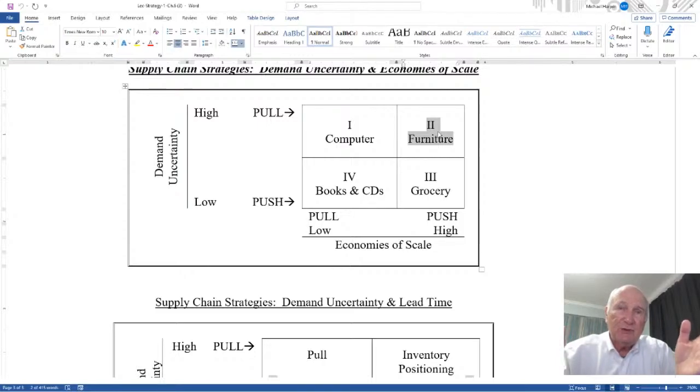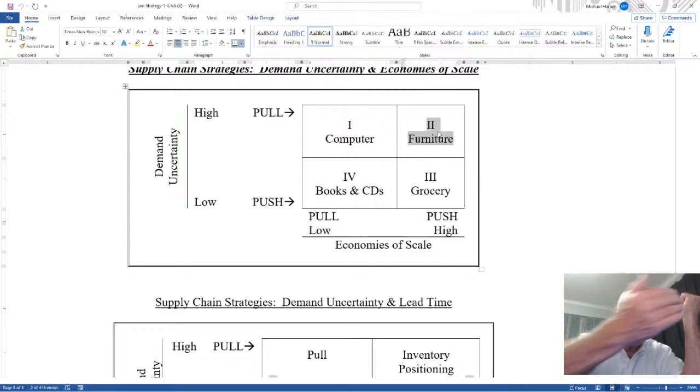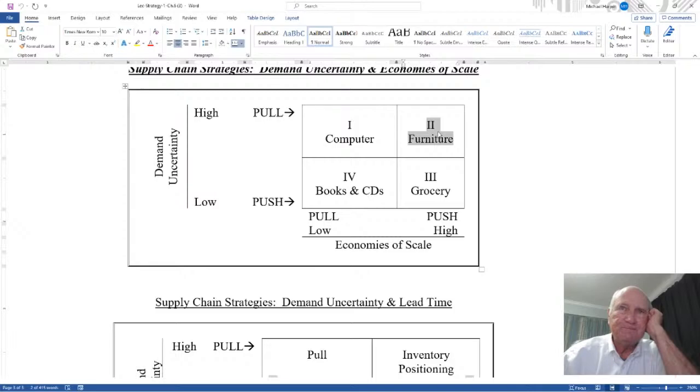Furniture or automobiles, you come to the showroom, there's the automobiles, there's your furniture, there's your couches and lounge recliners. That's what you want to buy, but the demand would vary, so therefore it's a pull system upstream because the demand varies in different parts of the country, different parts of the supply chain.